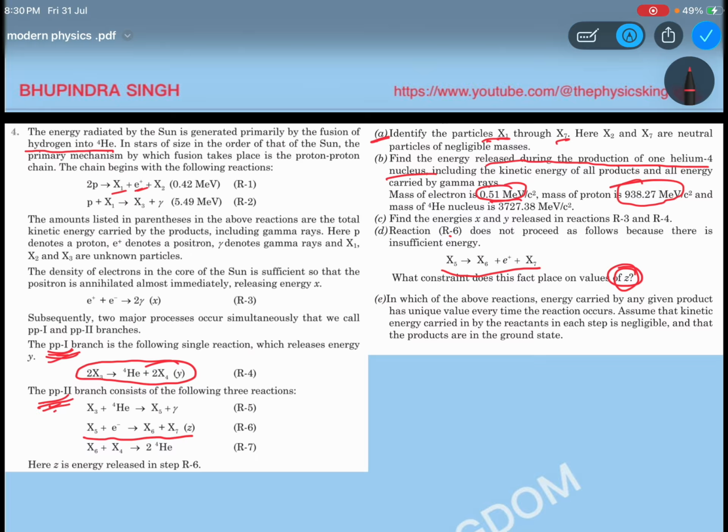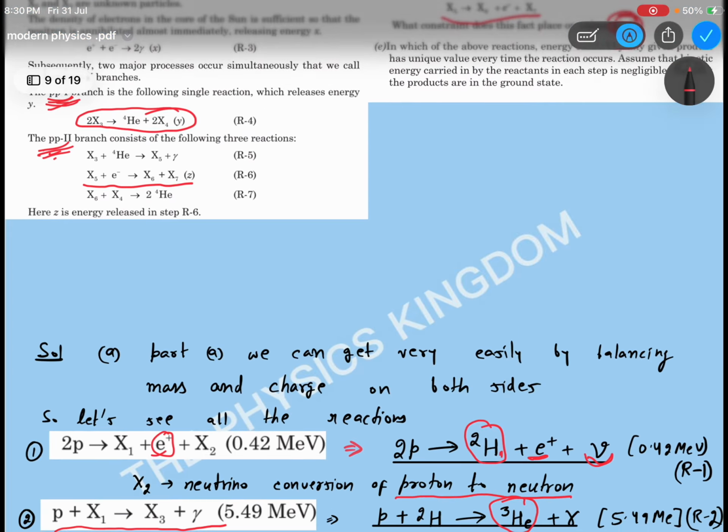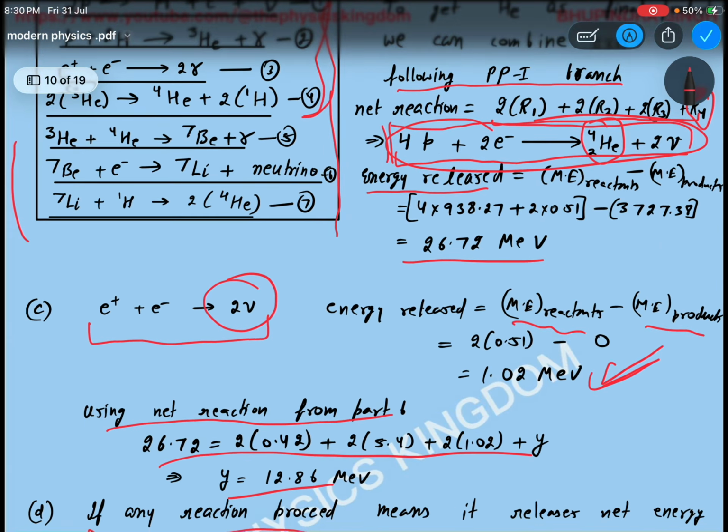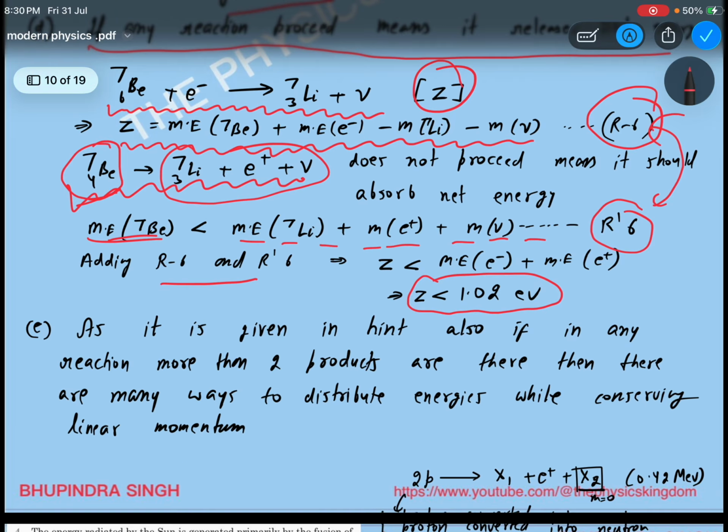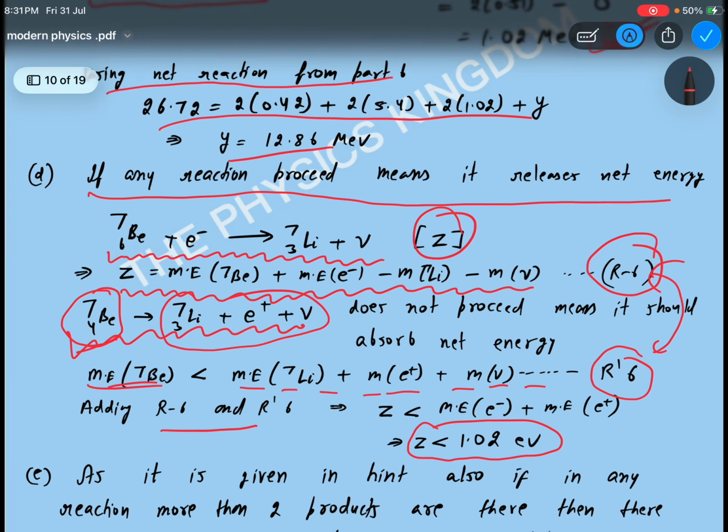But if you have more than two things, like three or four things, then to make the net linear momentum zero, we can have any arrangement. So in any way you can distribute energy among three or four elements which make the net linear momentum zero, and which total to the energy released. Okay, so that's why we have to see in which reactions we have finally two products only. The reaction in which we have finally two products only, that is going to be our answer. Okay, beta, right? So that is our E part.